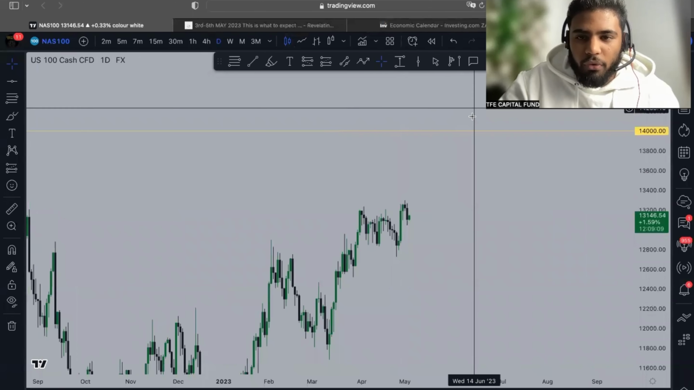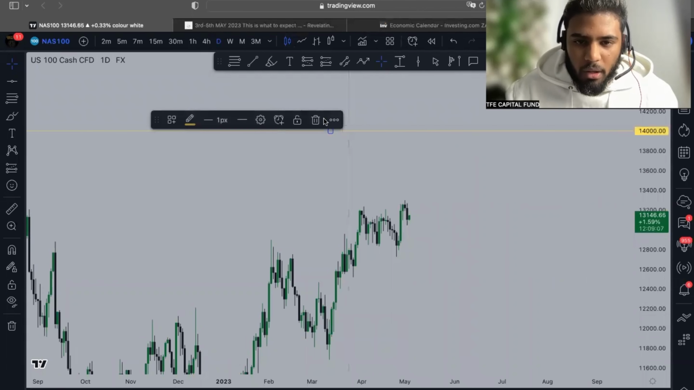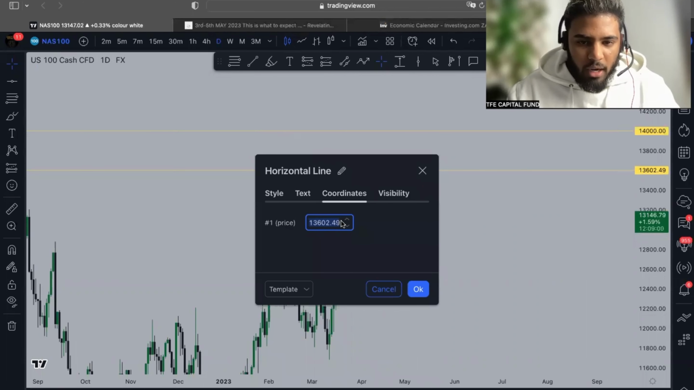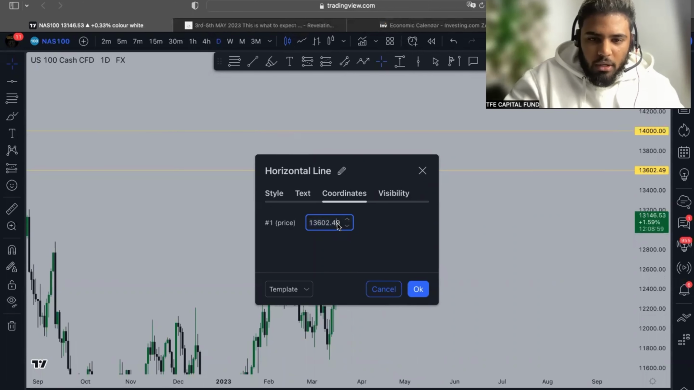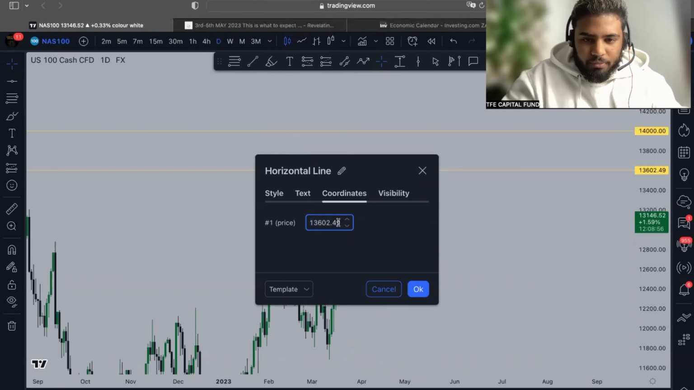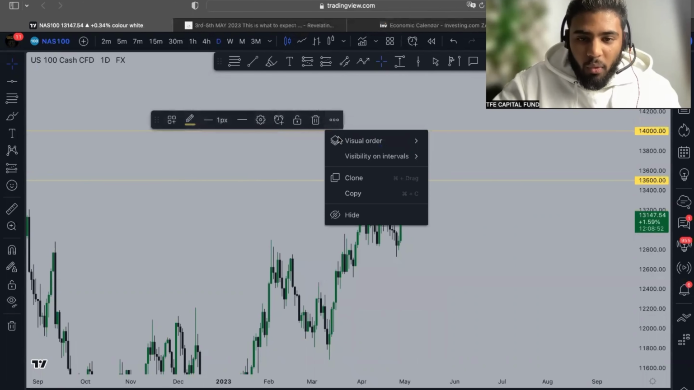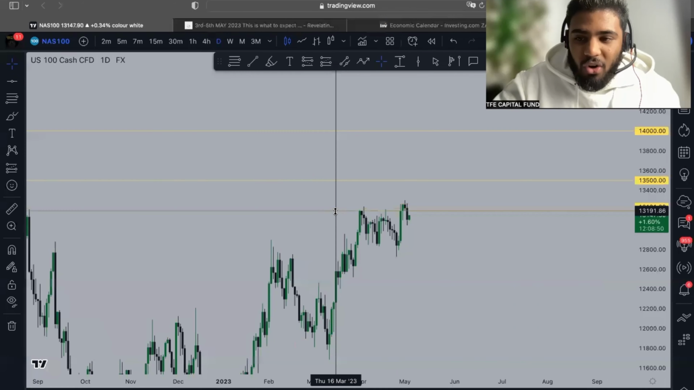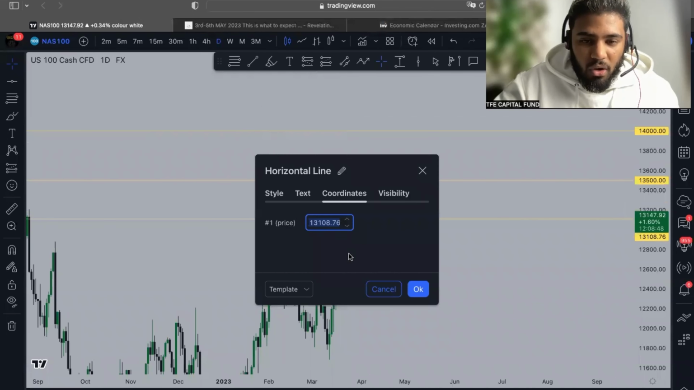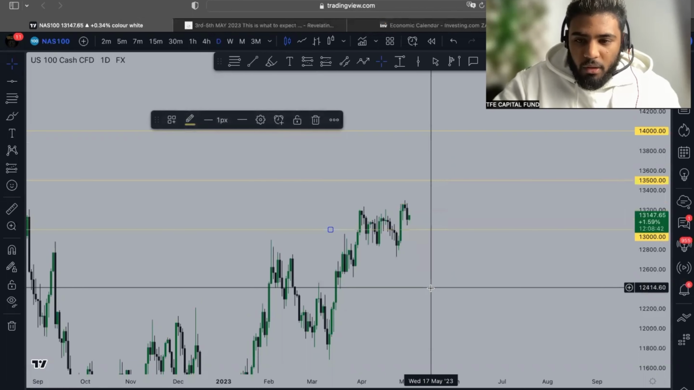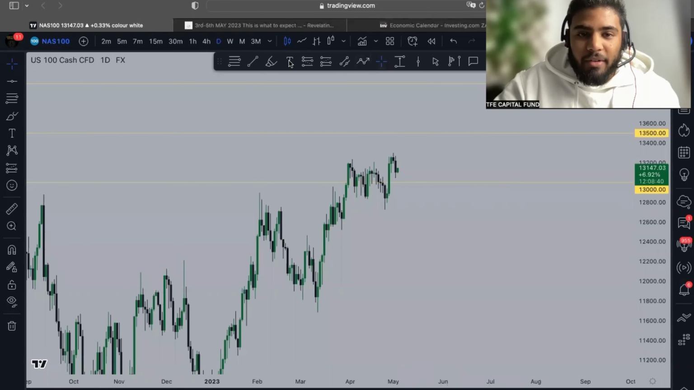Now let's do another example for you guys. 14,500, there's another one, or 13,500. Let's do 13,500 as well. And we have another one. We can do 13,000 on the dot as well, and then I can have another one.